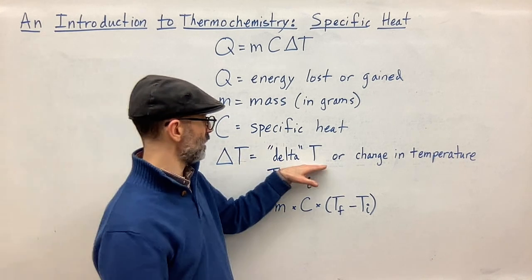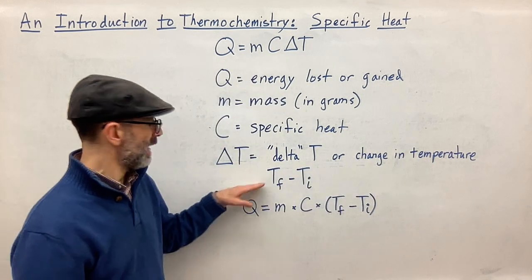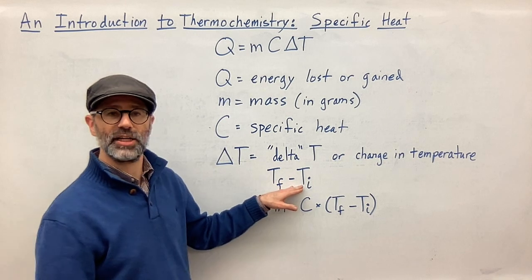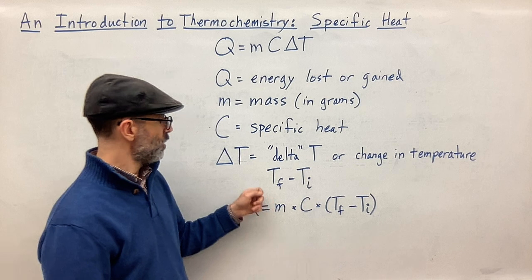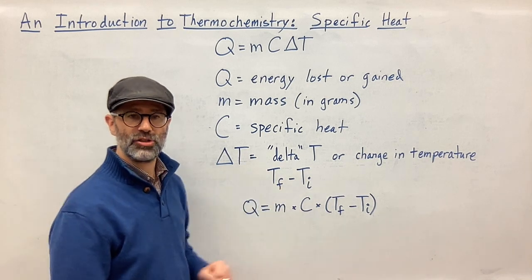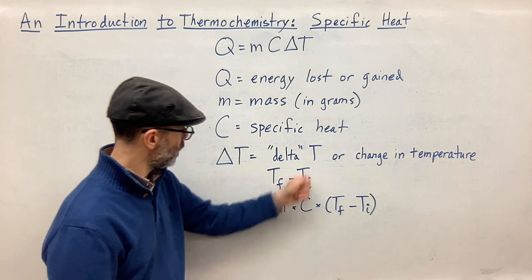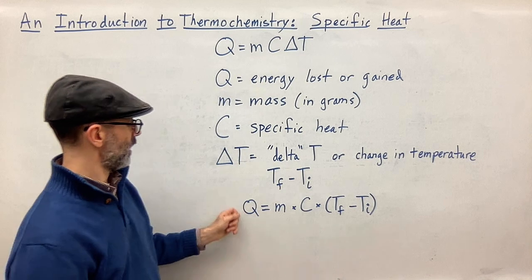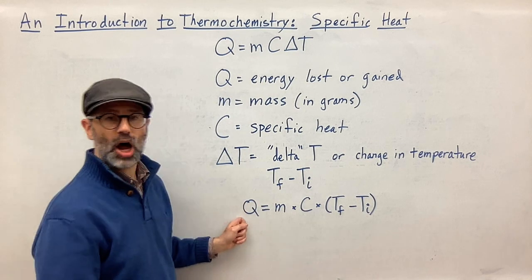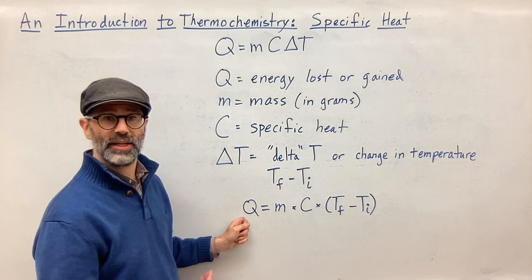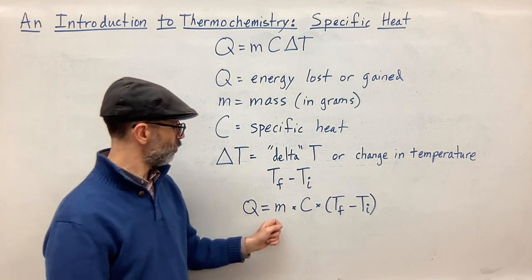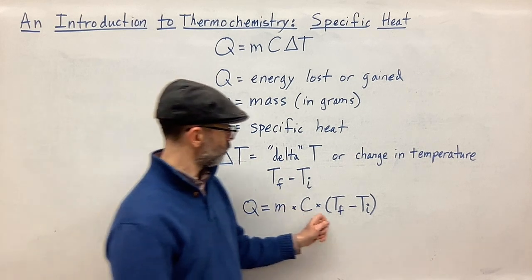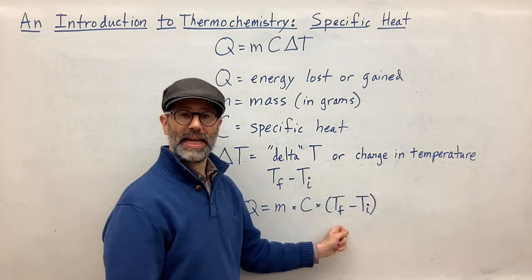So here, delta T means change in temperature. And the change in temperature is always going to be the final temperature minus the initial. So F final, I initial. So final temperature minus the initial temperature. If we substitute this in for delta T, then we get the quantity of heat that's lost or absorbed by the system or the object or the substance is going to be equal to the mass in grams multiplied by the specific heat and then multiplied by your change in temperature.